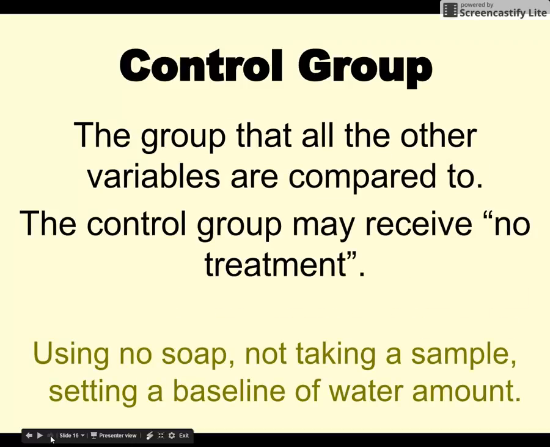In the control group, that's the group that all the other variables are compared to. The control group may receive no treatment, or it's something that we leave as a baseline for variables to be compared to. For example, using no soap, we look at different types of soap, but we have one that doesn't get soap. Or we have a shirt that stays completely clean, that didn't even get soiled. Not taking a sample, or setting a baseline of how much water. Like here's the medium amount of water, and then we're going to look above and below those amounts to be able to compare.